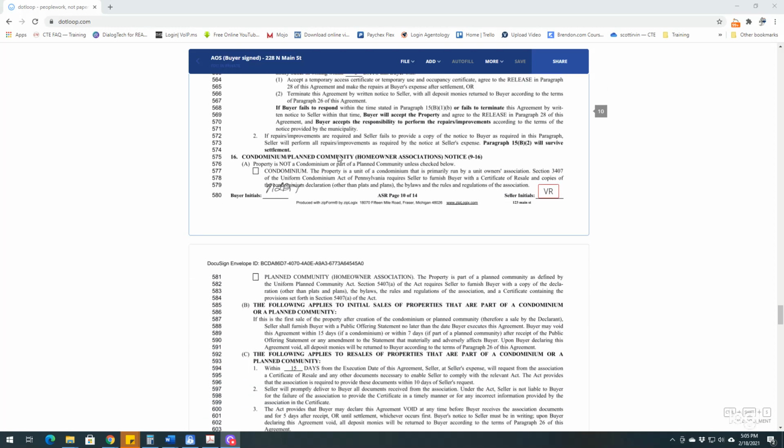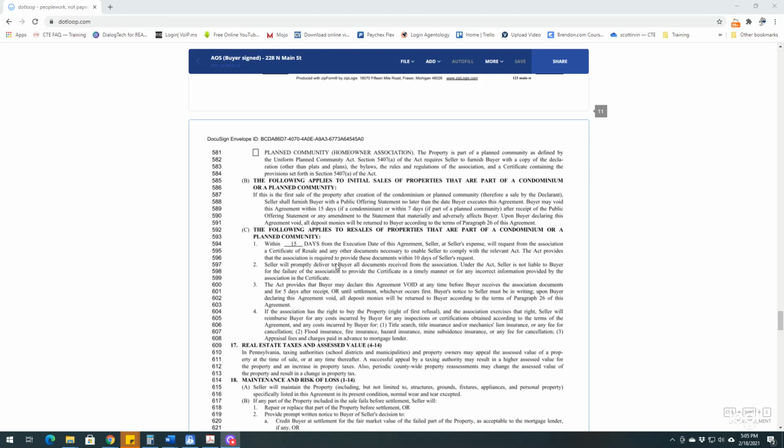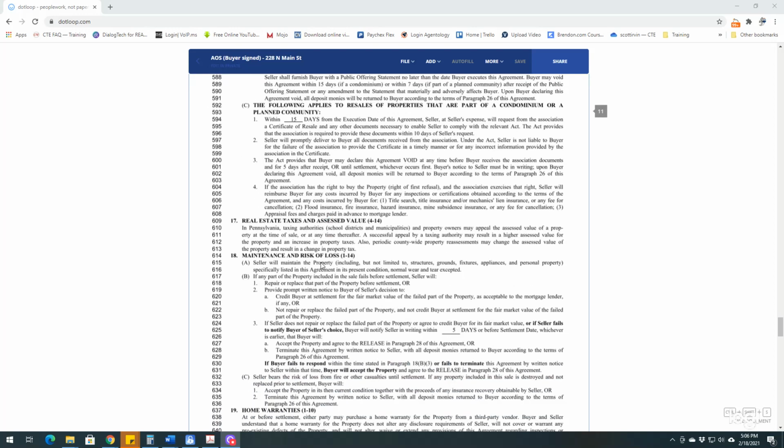If it's in a homeowners association or condominium, these two boxes here would be marked, and it would state here that the seller will order what's called a resale package within 15 days, and once they get that, the buyer then has 5 days to review that resale package, which has the rules and regulations for the association and the budget and things. Within that 5-day period, they could terminate based on that information. If they don't, they go to settlement.